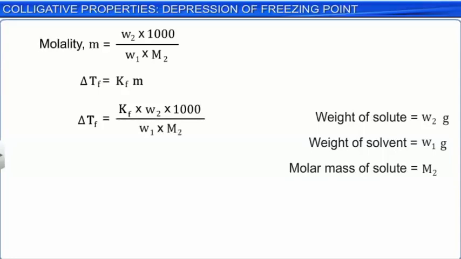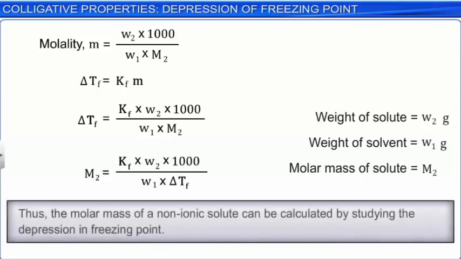For the molar mass of the solute, this equation can be written as M2 equal to Kf multiplied by W2 multiplied by 1000 divided by W1 multiplied by delta Tf. Thus, the molar mass of a non-ionic solute can be calculated by studying the depression in freezing point.